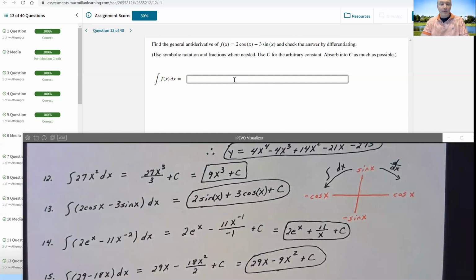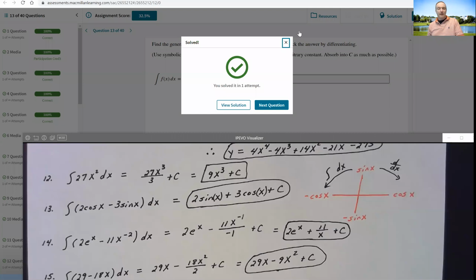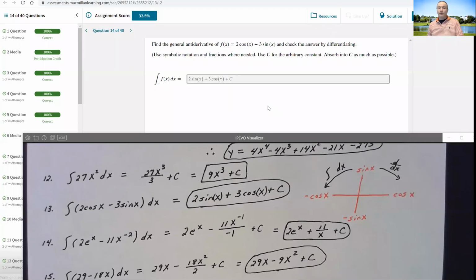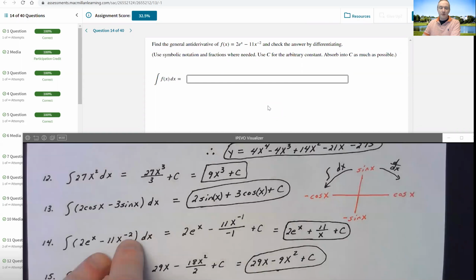So now my answer should be 2 sine x, and notice as soon as you type in sin, it's going to put the parentheses there for you. And then I have plus 3 cosine, and again, parentheses automatically. And I'll arrow to the outside of the parentheses and say plus the constant of integration, plus c. And correct.